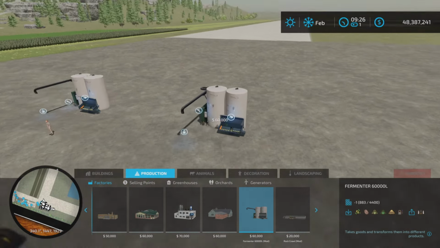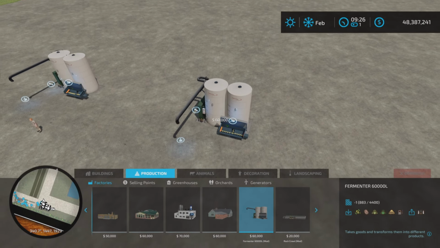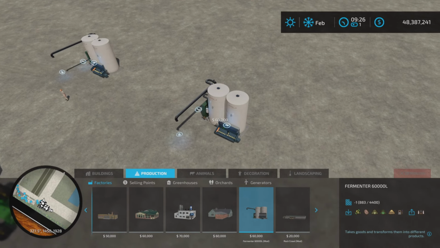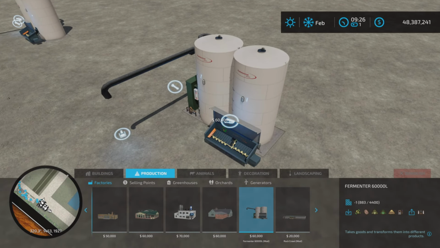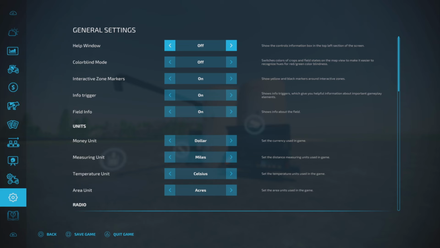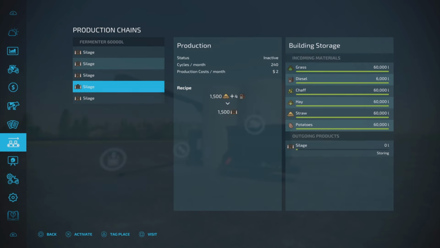Strangely, cryptically, 60,000, remember that number, $60,000 to purchase. 10 slots, 8.03 megabytes. Okay. If we look at the productions here, we have silage.